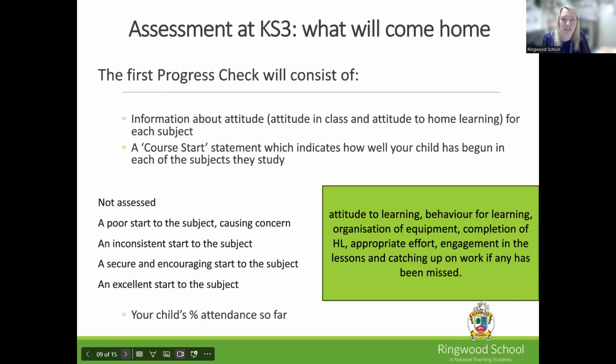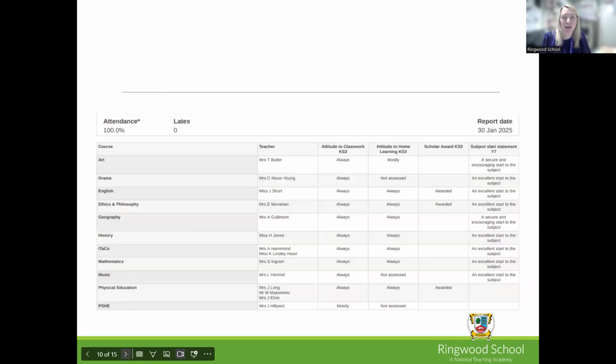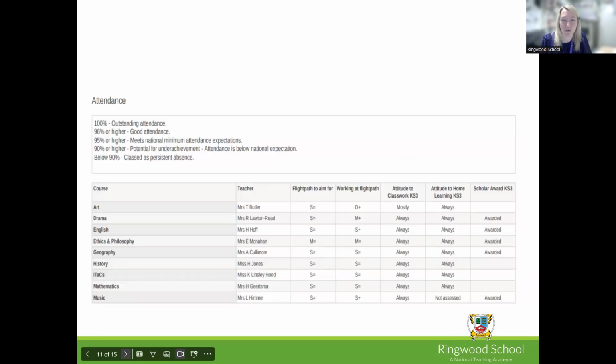And you'll also get your child's attendance so far. The progress check will look a little bit like this. You can see the subject, the teacher, their attitudes, whether or not they've got a scholar award, and then you can see the subject start statement as well. Then later on in the year, you'll get a slightly different progress check that will look a bit like this. I'll show you the summary of what it is in a minute. You still get attendance, the subject, the teacher, the attitude, the scholar awards.